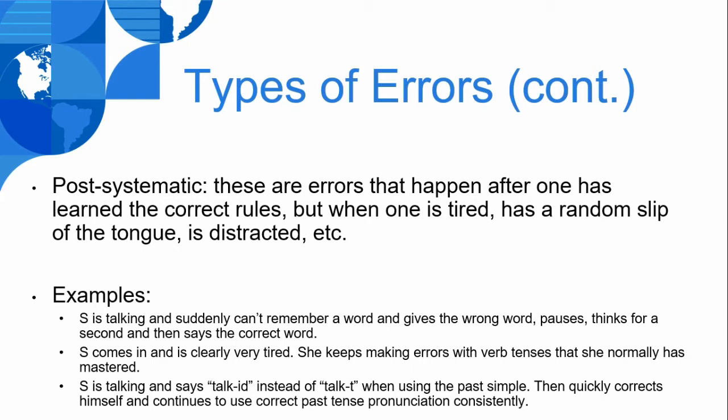Or it could be the student comes into your classroom and they're clearly very tired. That student keeps making errors with verb tenses that they have normally mastered, and you know that they know it. It's just they're really clearly just tired and not locked in maybe at the moment. Or it could be something like a student says talked with the wrong pronunciation when using the past simple, and then they quickly correct themselves and continue to use the past tense pronunciation correctly and consistently. So those would be some examples of post-systematic errors.